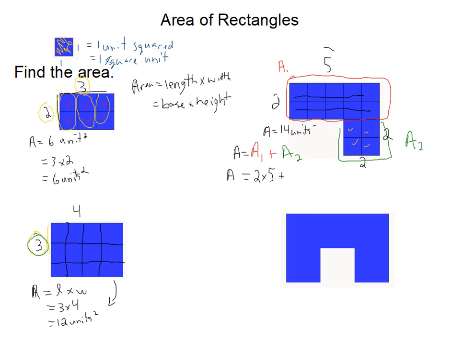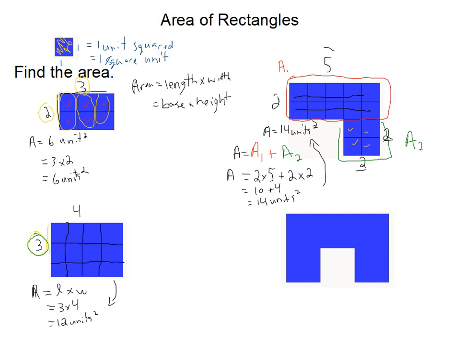And then the second one had a length of 2 and a width of 2. So we get 2 times 2 here. And then we can go ahead and do the arithmetic. 2 times 5 is 10. 2 times 2 is 4. So the area of the big one was 10, the area of the little one was 4. We add those together and get 14 units squared, just like we had up here when we counted them.